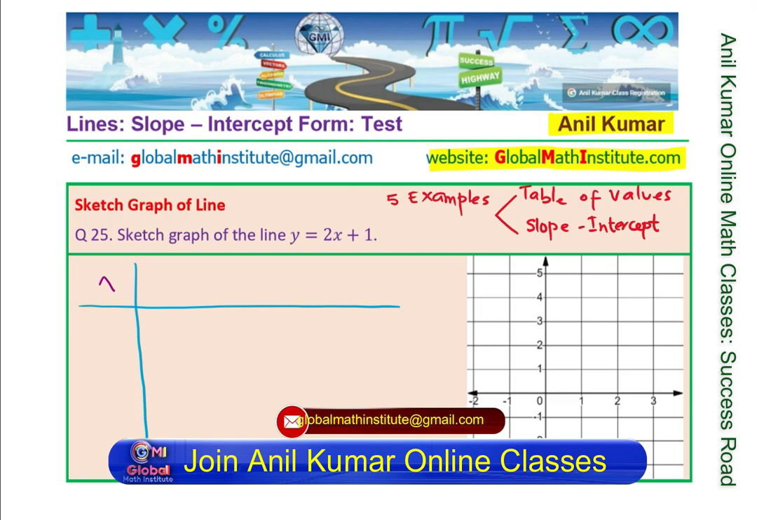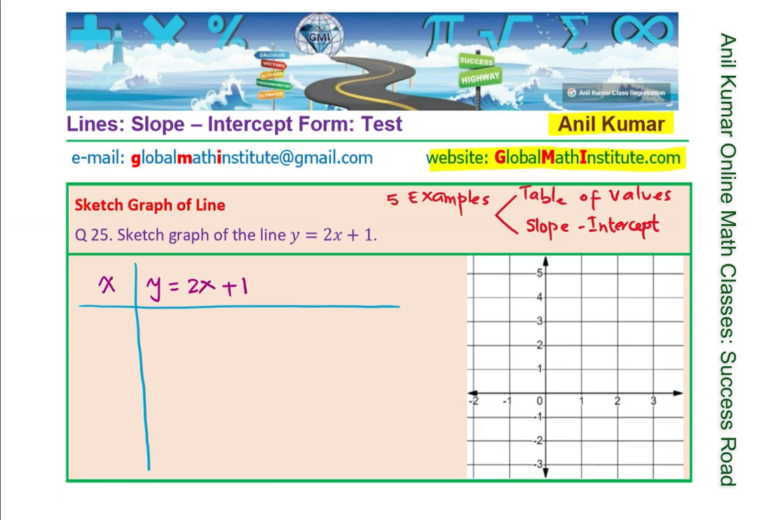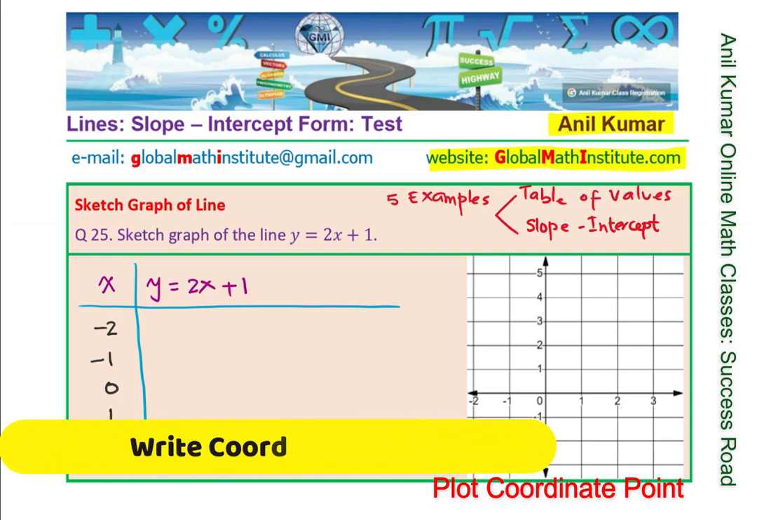So in the first column we'll write x, and in the second we'll evaluate the value of y, which is given to us as 2x plus 1. So if x is equal to -2, so these are the key values, -2, -1, 0, 1 and 2. Perfect. So if I substitute -2, then the y value will be 2 times -2 plus 1. 2 times -2 is -4 plus 1, and that gives you -3, correct?